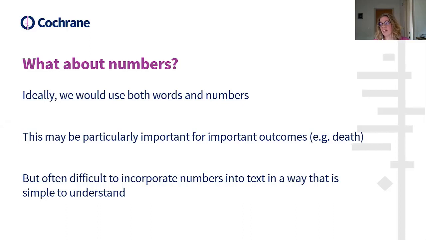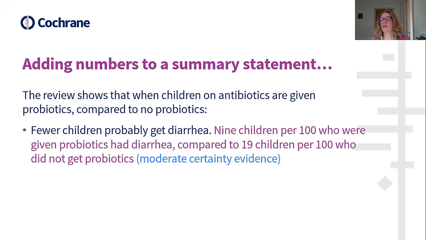But the challenge is that it's really difficult to incorporate numbers in a text that is simple to understand. So, for example, we could include the absolute effects in the statement from before. Here we can add in, 9 children per 100 who were given probiotics had diarrhea compared to 19 children per 100 who didn't get the probiotics. And if we wanted to, we could also refer to the confidence interval and say something like between 7 and 11 children given probiotics had diarrhea. But that would make what was originally a simple statement quite complicated.